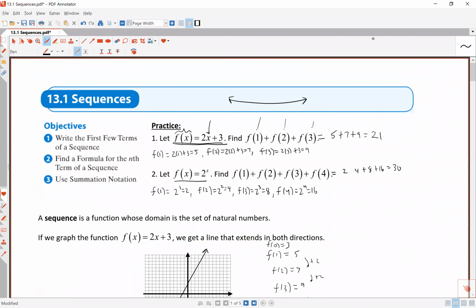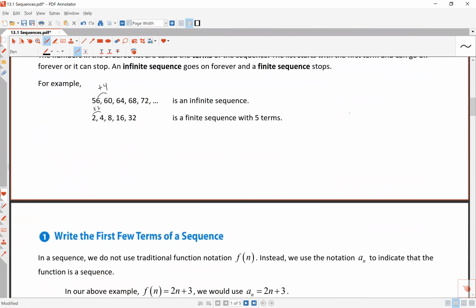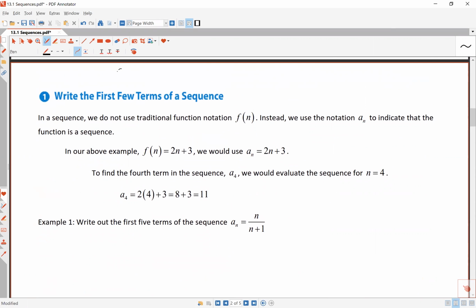This video covers section 13.1, sequences, objective 1, write the first few terms of a sequence. A sequence is just like a function, except we only use the natural numbers to plug in. Instead of using function notation, we now use this notation a sub n. This means plug in n to the function. This means plug in n to the sequence.